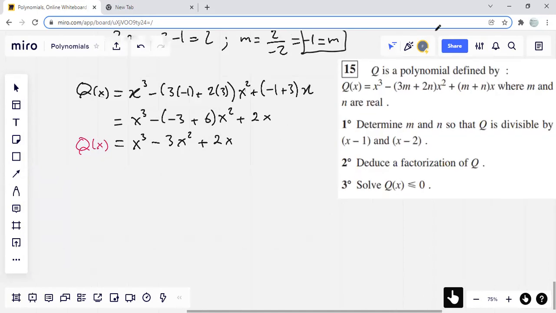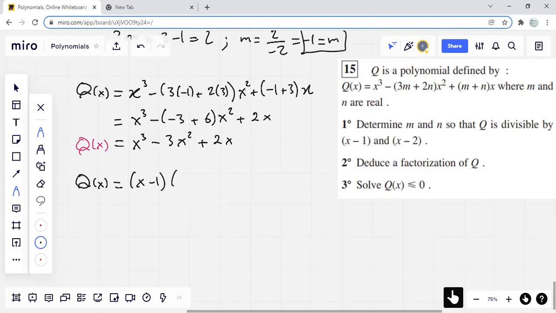Okay, so as we said, we know that q of x is equal to x minus 1 into x minus 2 times some polynomial p of x. Okay, what do we know about p of x? What's the degree of p of x?